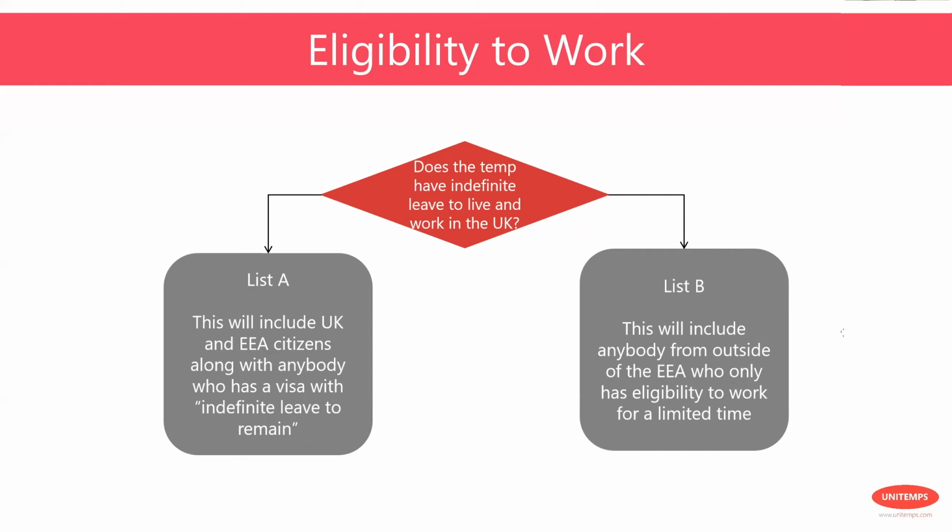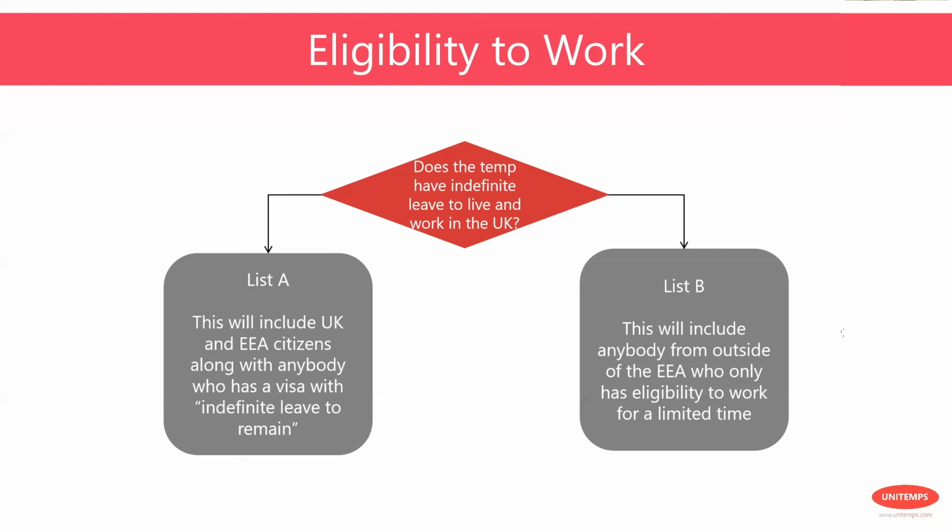So List A is going to be any UK or EEA citizens or anyone with an indefinite leave to remain visa. I am obviously well aware that that point around the EEA citizens is going to become a little bit more complicated quite soon. I've got a separate slide just to talk about that transition in a few slides' time. But for the time being, they still fall under List A.